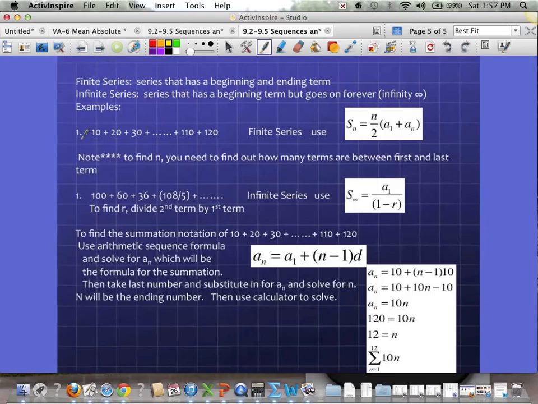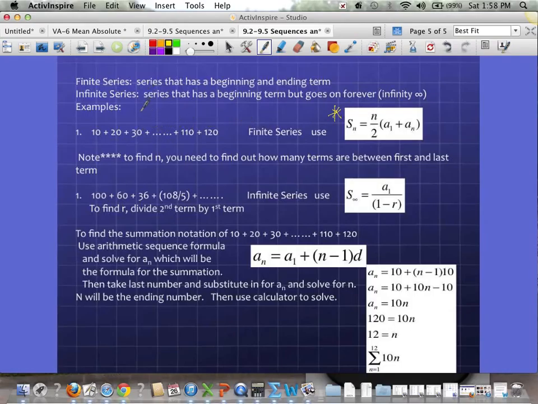For example, if you have 10 plus 20 plus 30 plus a bunch of dots, and then plus 110 plus 120, there's an end and a beginning. This would be a finite series. And you would use this formula, which is also on your formula sheet, to calculate that out. First, though, if you do it that way, you're going to need to find n. So you need to know how many terms are between the first and last term. This particular one's going up by tens. We can see that. But we have to know what all goes in between here.